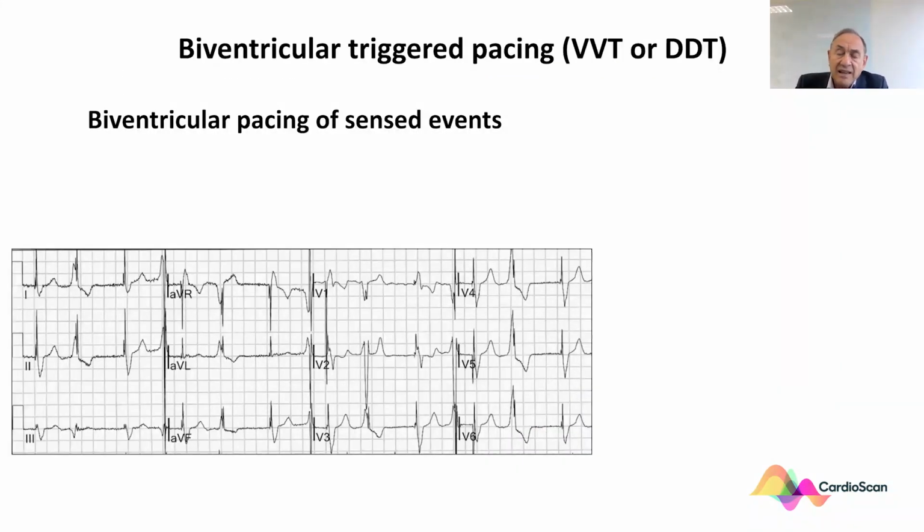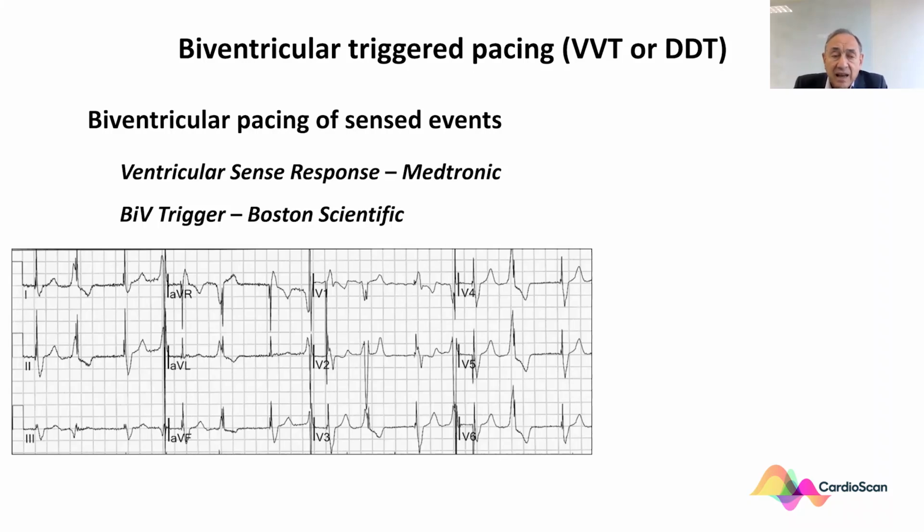Another confusing ECG appearance is what I call biventricular triggered pacing. This may be VVT or DDI, and I'll explain those later. Here we can see the ECG, and we have biventricular pacing, but now of sensed events as well as paced events. A number of companies manufacture this algorithm, and it looks confusing on the ECG, because all you can see are spikes going through all the QRS complexes.